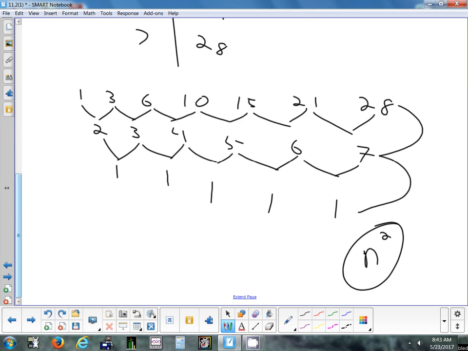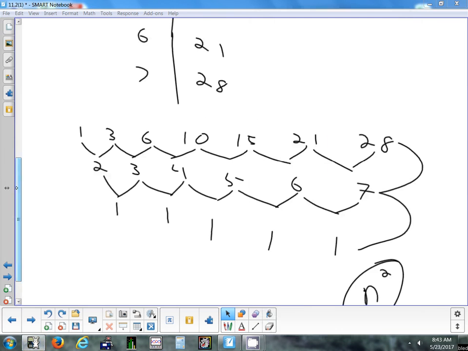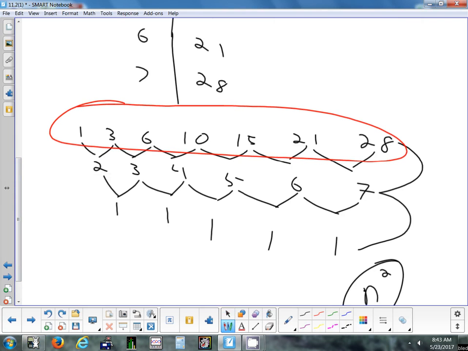Now, I know it involves something squared, but I still don't know, is it like something squared plus 6? I still don't know that part. So what I can do, now that I know it's something squared, is go back to these numbers.